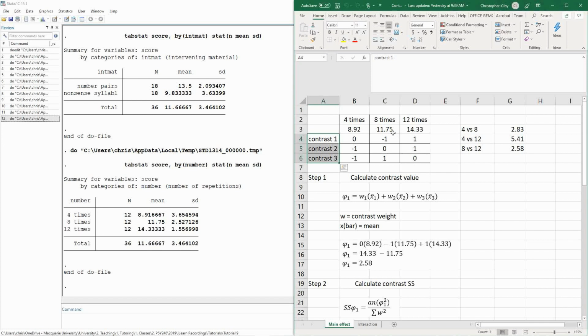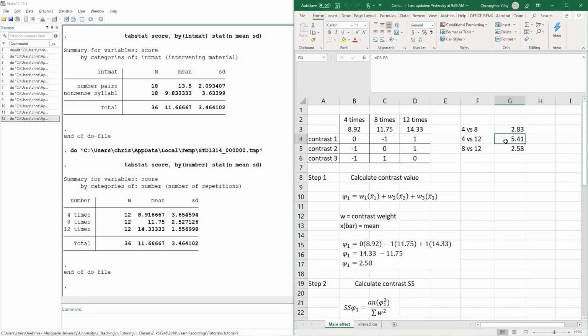And if I've got 3 means, I can compare 4 to 8, so that's 1 contrast. 4 to 12, that would be a second contrast. And then 8 to 12, that would be a third contrast. So there are 3 contrasts I could run. So, I'm an optimist. I want to know what's the smallest difference and test that first. So over here, I've got my 3 possible contrasts, 4 versus 8, 4 versus 12, 8 versus 12.